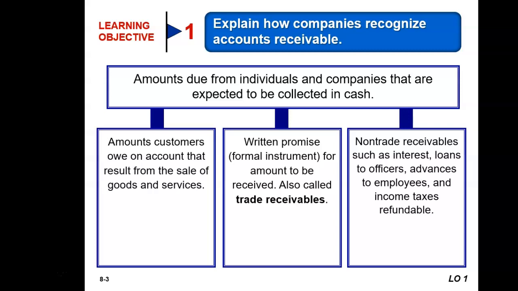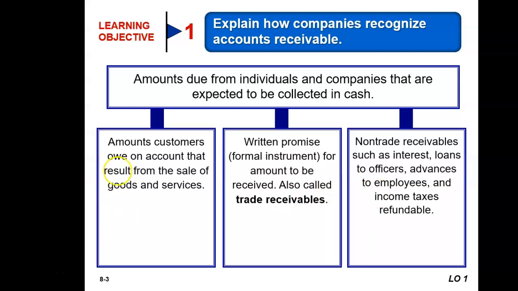So what we have here are the definitions of three different types of receivables. I'll give you a hint. They are going to be other receivables, accounts receivable, and notes receivable, not necessarily in that order. All right, so can you determine which term goes with which definition?